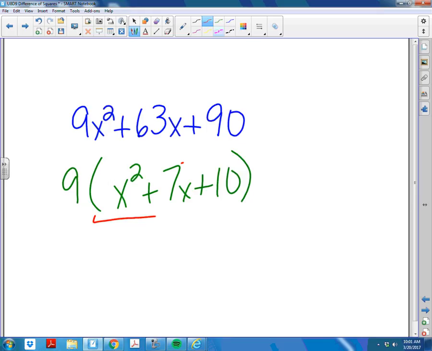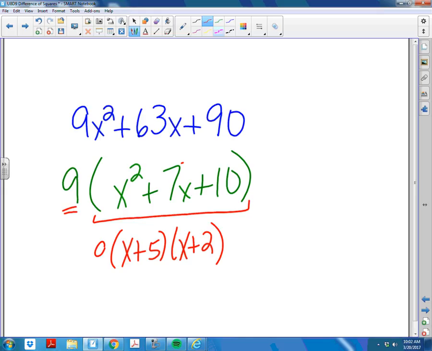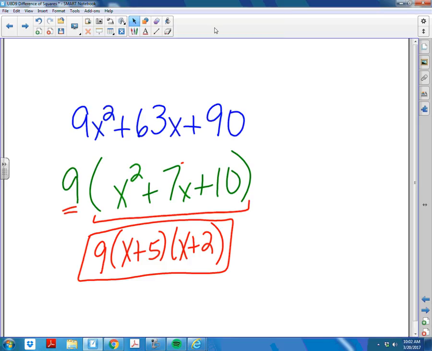What you can now do is just factor this guy. Which, when you do, by the way, you find out it's x plus 5, x plus 2. Now, this is not your answer when I say factor it, because what are we missing? We're missing that 9 that goes out front. So we put it there, and you are now done. Always look first for the GCF.